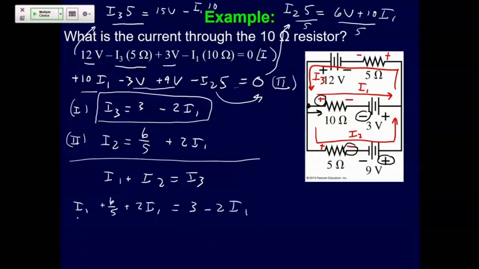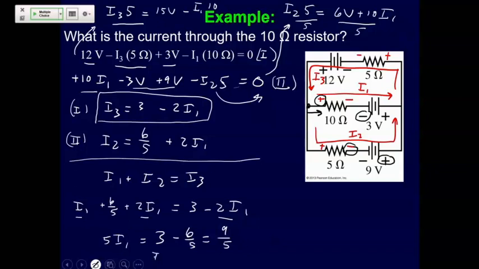If I clean this up, I've got 1, 2, 3 I1s over here. I'll bring this over, which gives me 5 I1 on that side. And over here, I get 3 minus 6/5, and if I want to be real slick, I can show that that's 9/5. So when I solve for I1, I get 0.36 amps. Okay, and at this point, you're done.